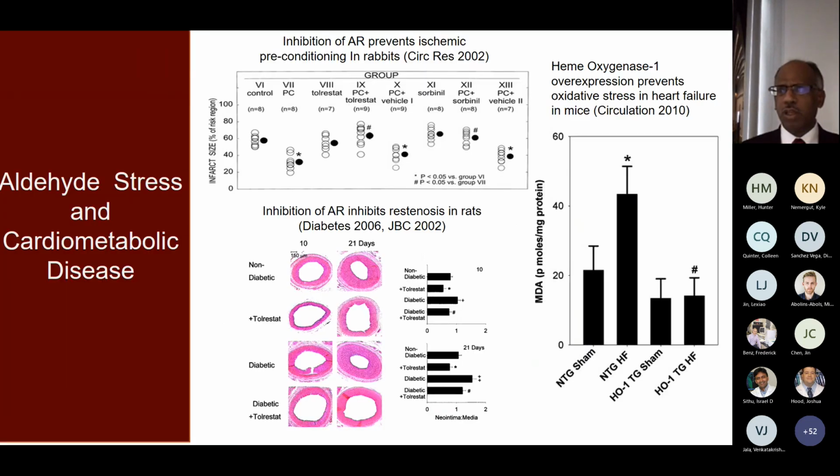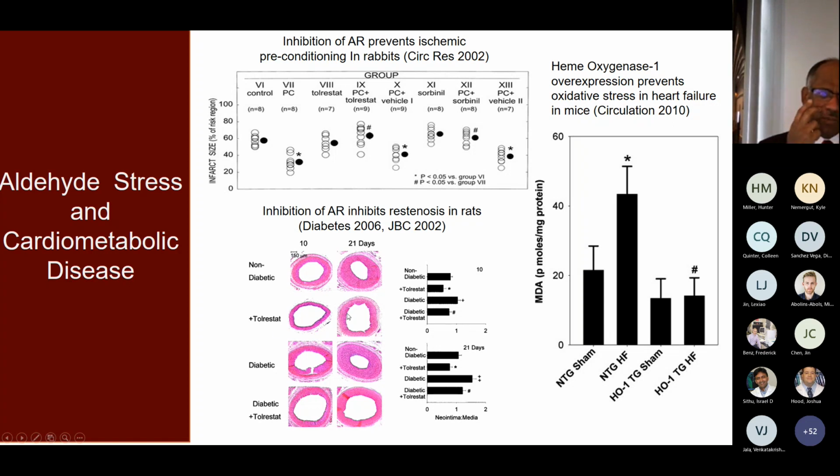So when I moved to Louisville, I started collaborating with some of the collaborators over here, trying to see how aldehyde metabolism is associated with cardiovascular disease, especially in disease models. This is the study we did in collaboration with Dr. Bolli's group. Essentially we found that inhibition of aldose reductase prevented ischemic preconditioning, and that was dependent on the generation of lipid peroxidation derived aldehydes. Similarly, we did a study with Suman Prabhu in the heart failure model, where we found that heme oxygenase 1 overexpression prevents oxidative stress in the heart, and that really prevents the heart failure.